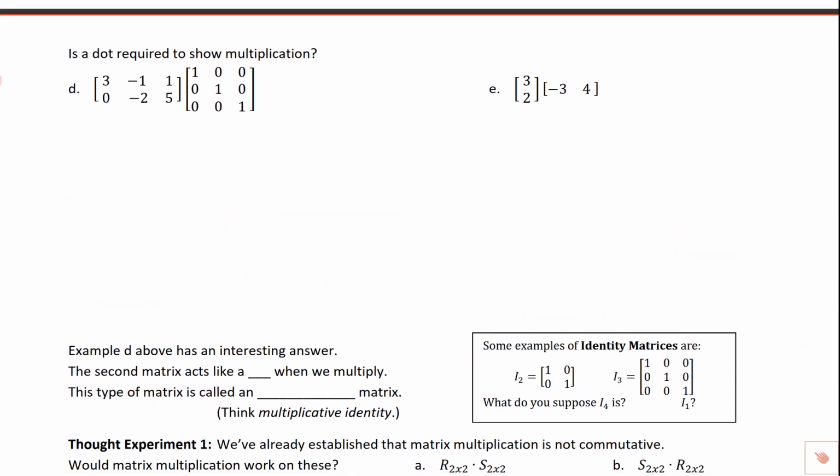And let's ask a question here. Is a dot required to show multiplication? Well, we can use implied multiplication with matrices just like we do with regular old numbers. So we don't need a dot between there. We know this is multiplication.